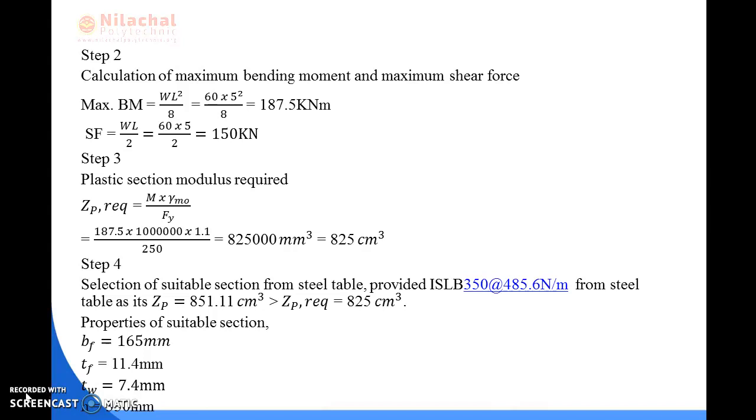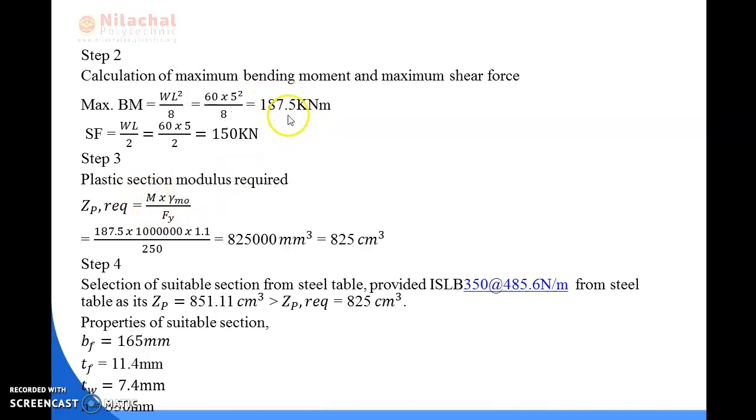Now comes step 3. Here we have to find the plastic section modulus required for the given beam, by which we can find a suitable section to design. The formula is Zp required equal to M into gamma M0 divided by Fy. Here M stands for the maximum bending moment occurring in the beam, which we calculated as 187.5.